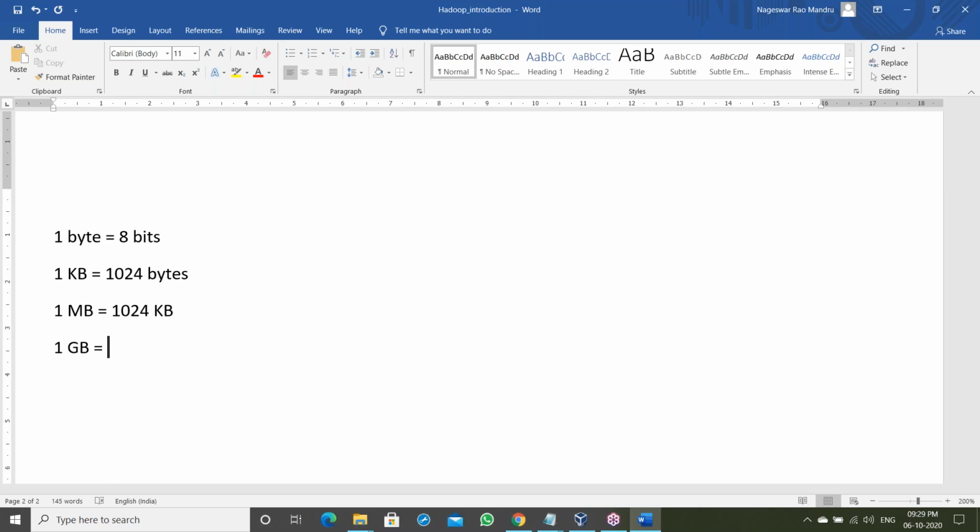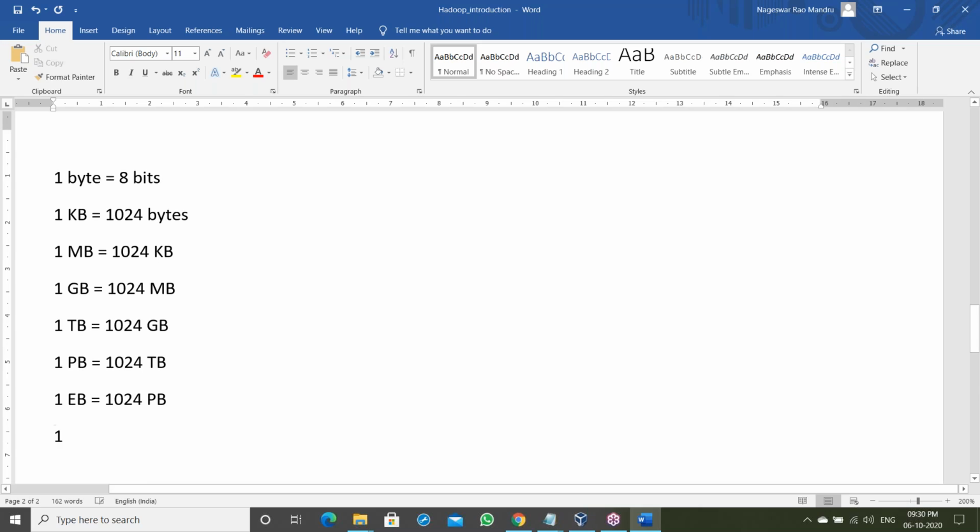1 GB is equal to 1024 MB. After gigabytes, next terabytes. 1 terabyte equals 1024 gigabytes. Next petabytes: 1 petabyte equals 1024 terabytes. Next exabytes: 1 exabyte equals 1024 petabytes. Next zettabytes: 1 zettabyte equals 1024 exabytes, like this.